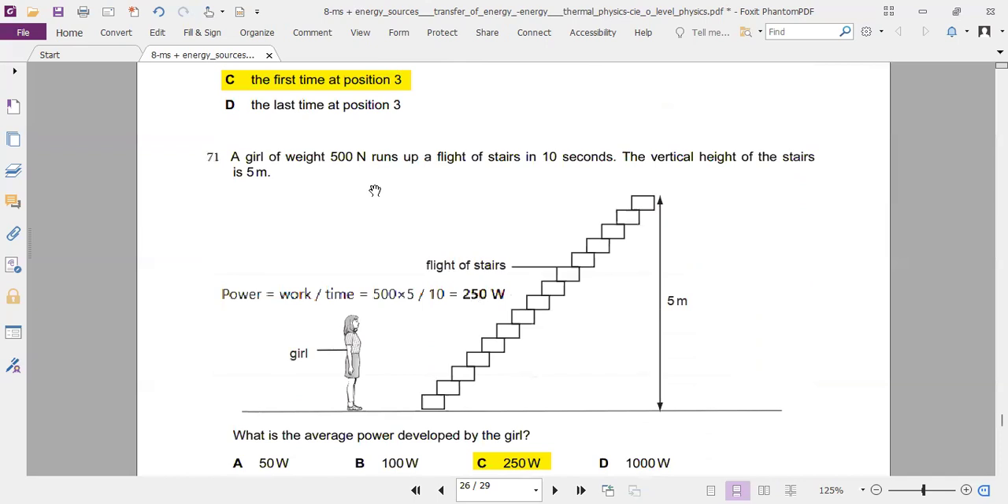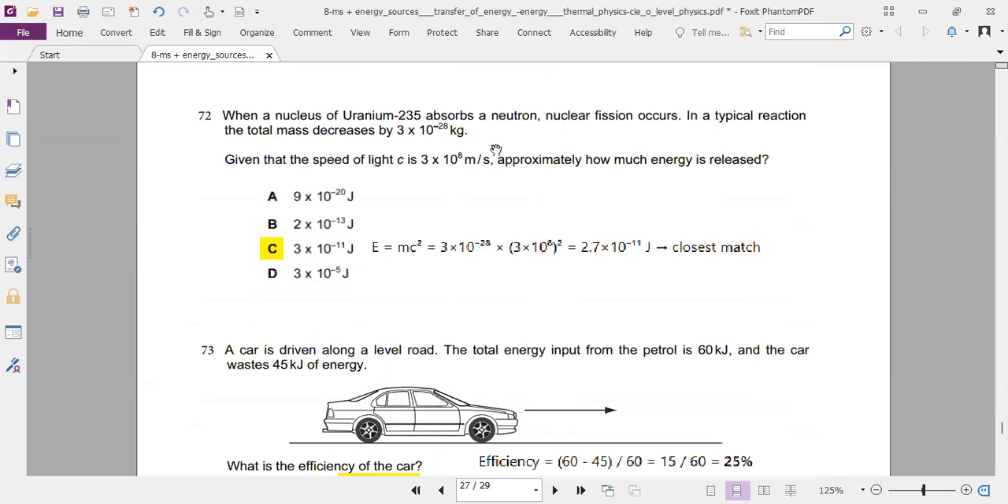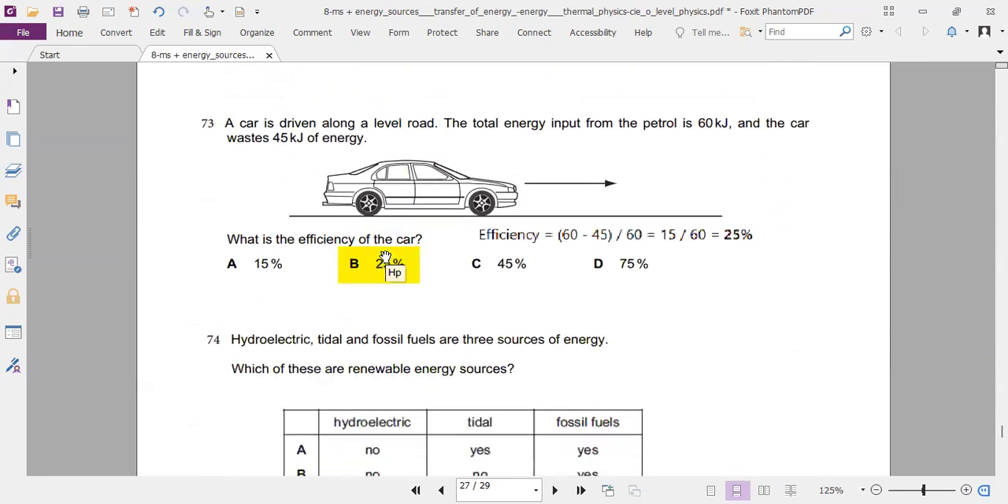So here, a girl, 500 Newton, runs up in 10 seconds, height is 5 meters. What power is developing? Power is work done per unit time, 250 watts. Here again, mc squared applied. Just use this if you want to, but it is not in this syllabus.